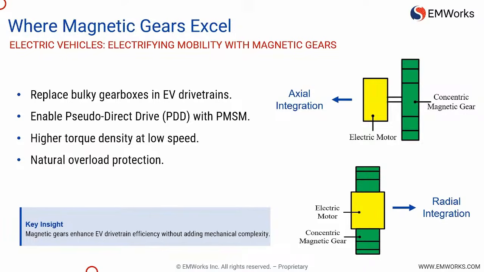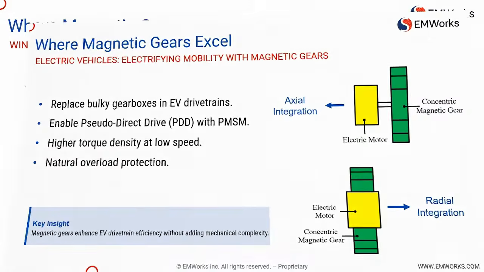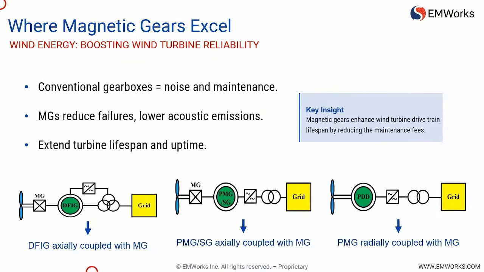These structures provide a higher torque density at low speed for the wheels of the electric vehicle. And since they have natural overload protection, they are very attractive for these applications. Another application of magnetic gears is in wind turbines.